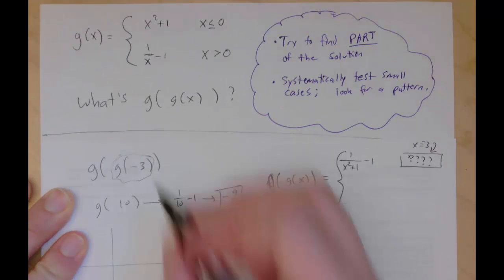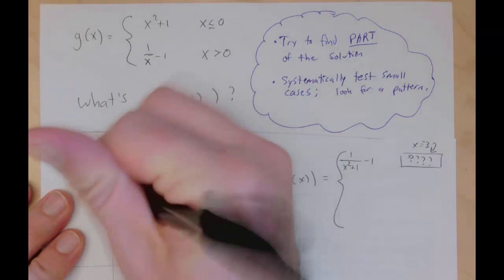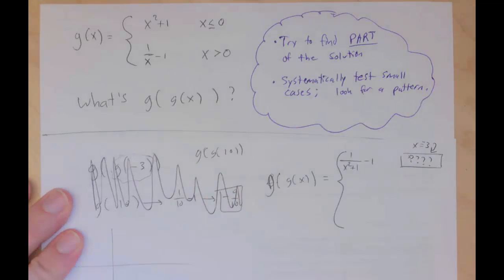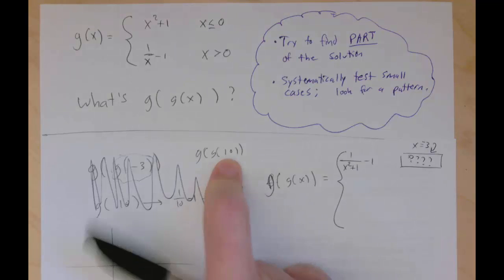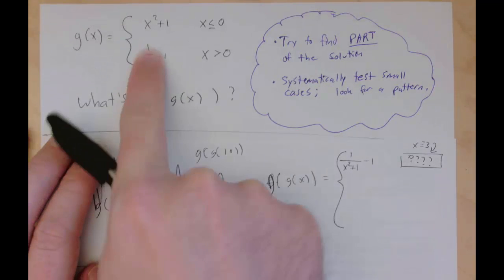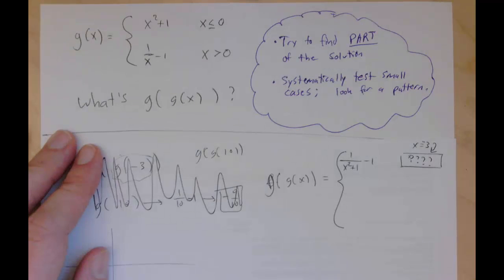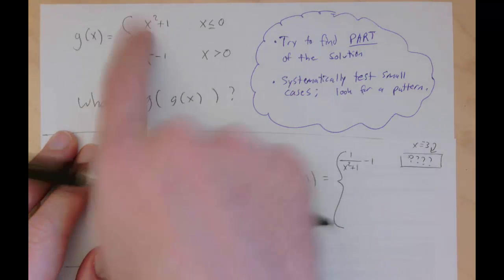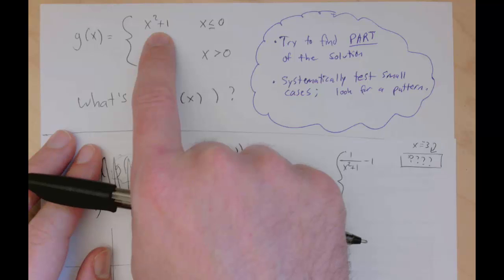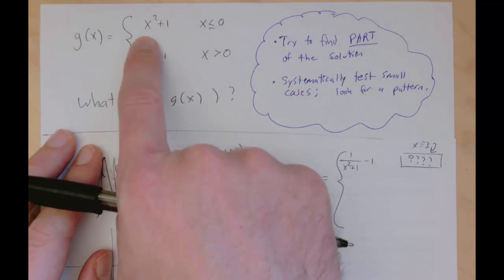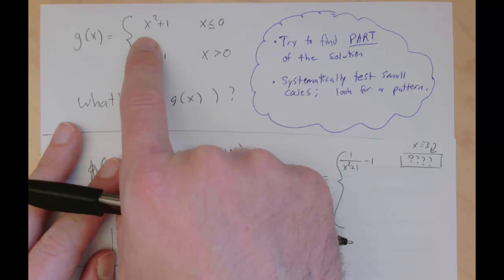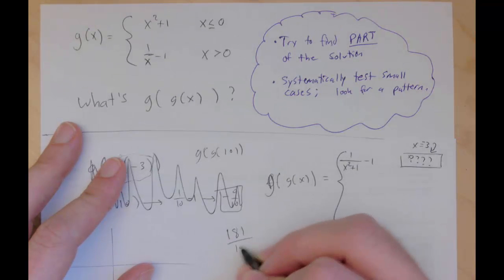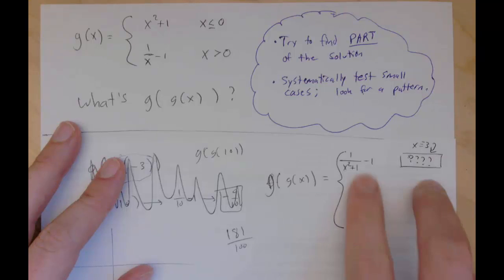Let's do another one. Let's say we find g of, scratch that out. Let's do g of 10 and see what we get. Okay, so g of 10, we'd plug in here. So that's 1/10 minus 1 is negative 9/10. So then we'll find g of negative 9/10. Oh, and it looks like now we're using this rule because our input was negative. So let's see, negative 9/10 squared is 81/100 plus 1. So that would be like 181/100.